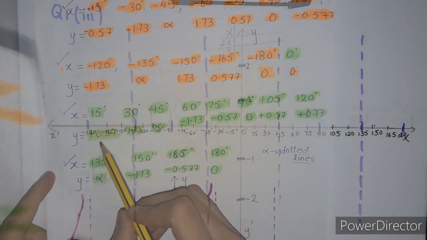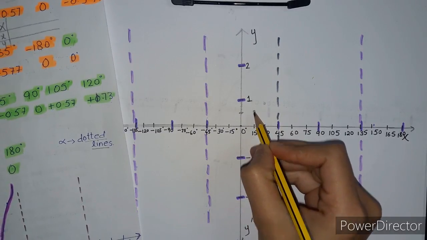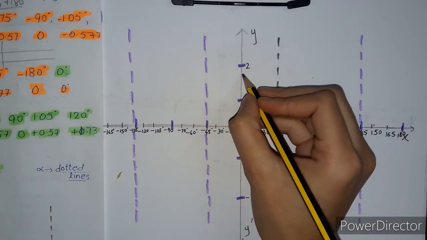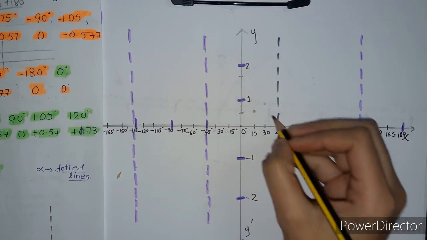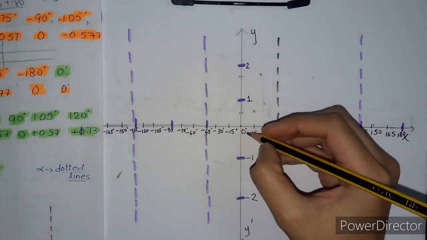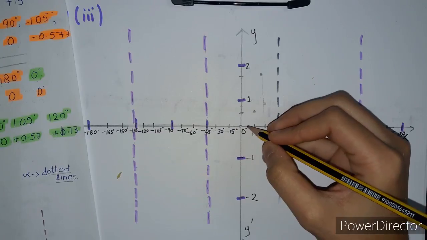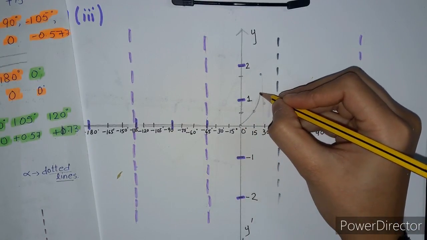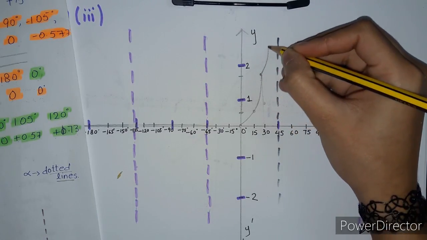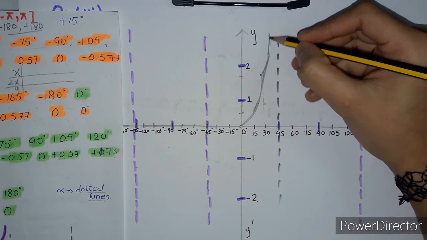Then 15 degrees is plus 0.5. 0.5 is here and we put a dot here. Then 30 degrees is 1.73, which is close to 2. So 1.73 would be here and the point would be like this. Then 0 degrees is 0, and we will draw like this. Draw the points in the form of a curve and it will be like this. To form a curve, do not touch this line. It should be away from it.